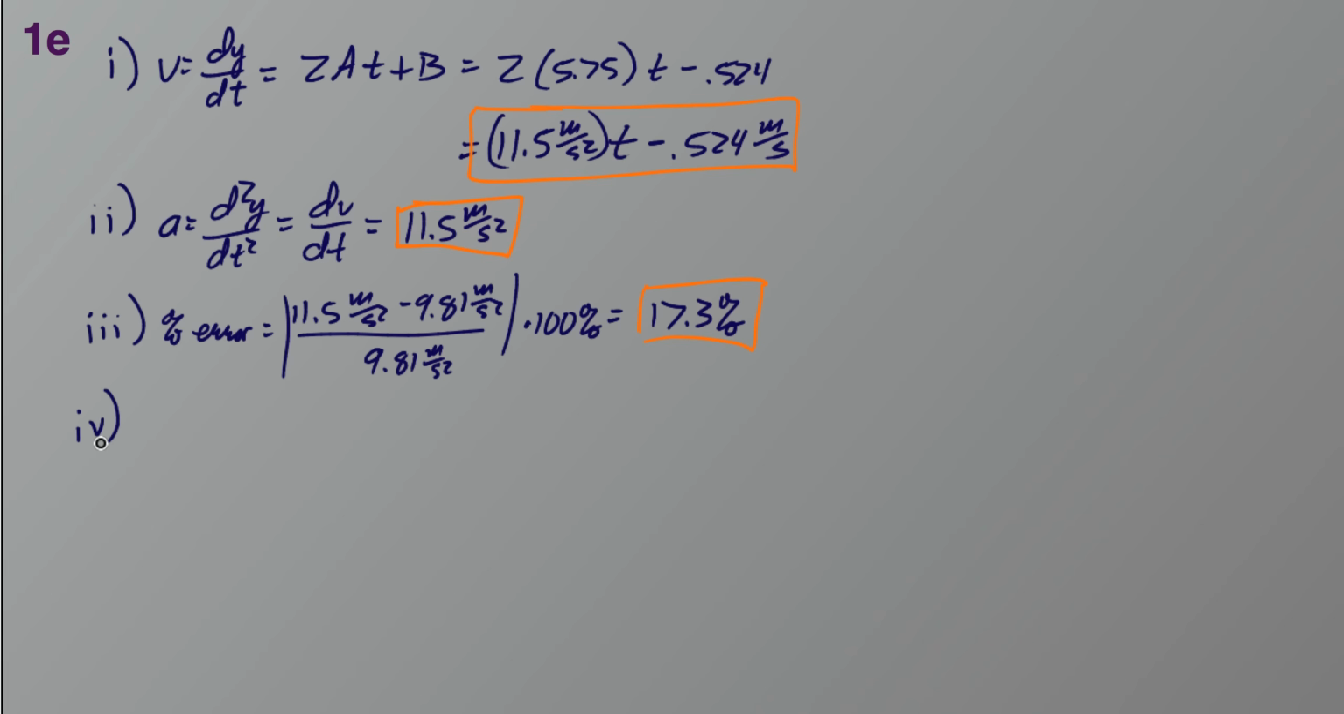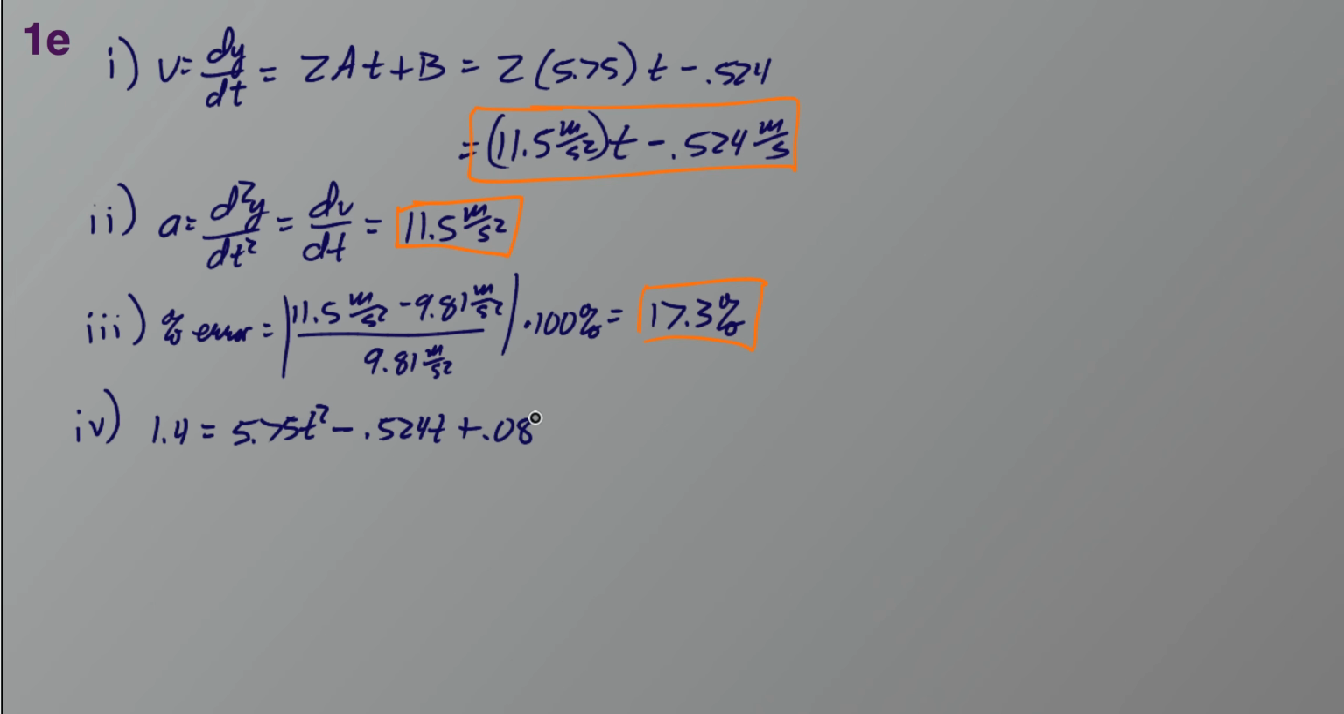And part 4, assuming the sphere is at a height of 1.4 meters at t equals 0, find the velocity just before it strikes the pad. All right, so we know y equals at squared plus bt plus c, and our distance is going to be 1.4, so I'm going to plug in our 1.4 meters for y equals 5.75 t squared minus 0.524 t plus 0.08. And I'm going to solve that for t.